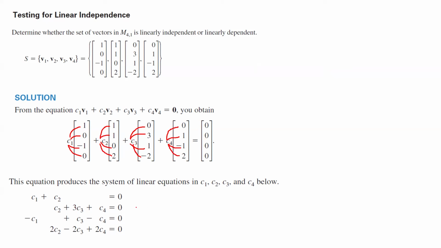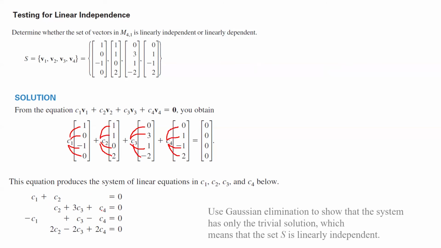So we form this system of linear equations. You have 1, 2, 3, 4 equations and 4 variables. If you use Gaussian elimination to show how many solutions the system ends up having, you're going to see that it only has trivial solutions. How are you going to do that?